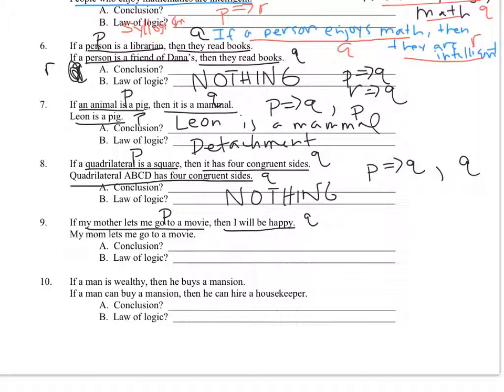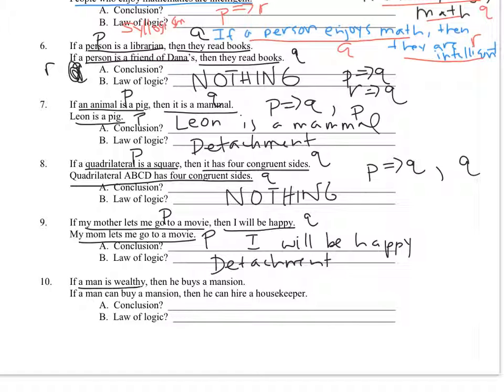If my mother lets me go to a movie, P, then I will be happy, Q. My mom lets me go to a movie, P. So this is the law of detachment, and what you can conclude is I will be happy.